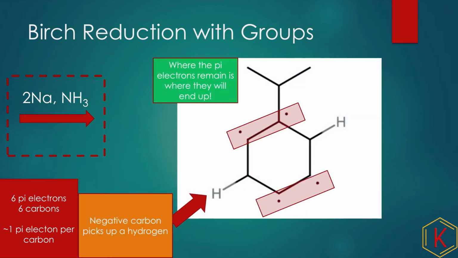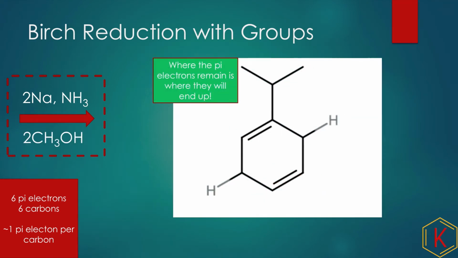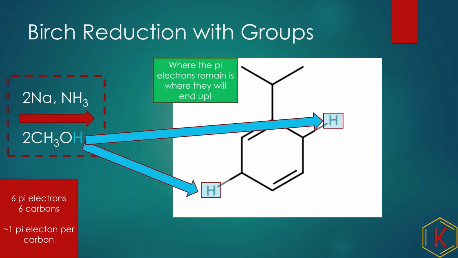Look at where the pi electrons remain. Well, connect the dots, and we end up with our final product. Note, of course, that the hydrogens came from the alcohol. That alcohol could have been deuterated, for instance, and then you'd have a deuterated product.